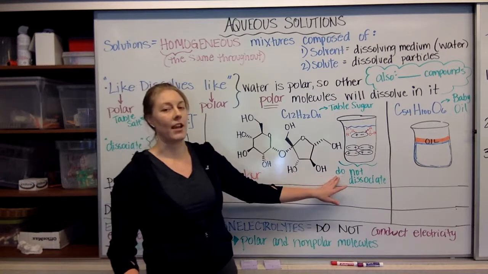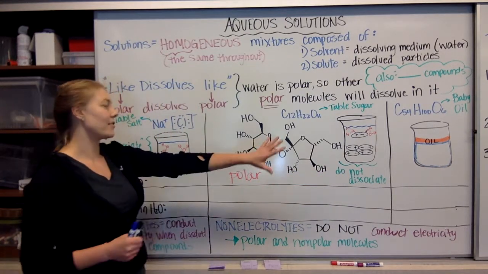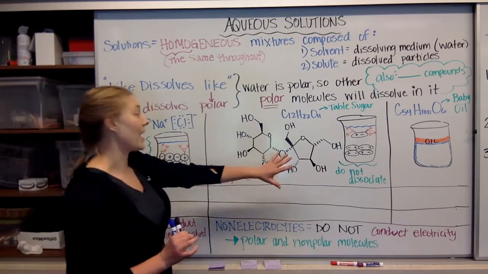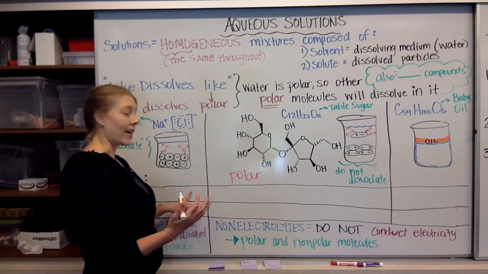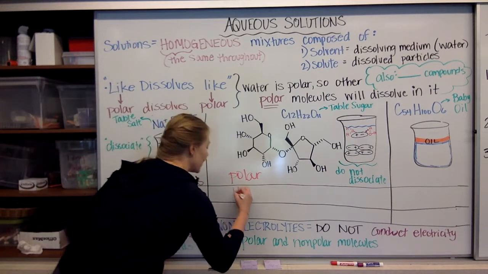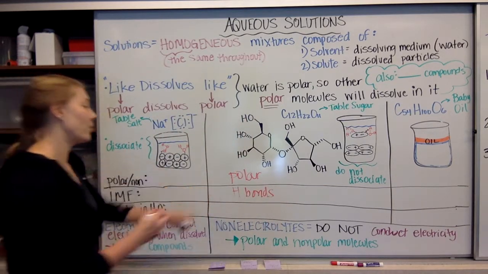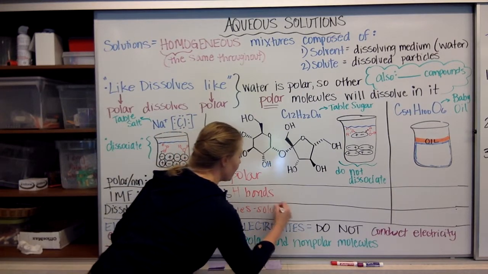These will not dissociate. It's not breaking up into ions, because there are no ions to break up into. Not dissociating, but we know that this is polar, and we see a lot of oxygens bonded to hydrogen. That means that the IMF at play here is hydrogen bonds. Will this dissolve in water? It's polar, so yes, it is soluble.